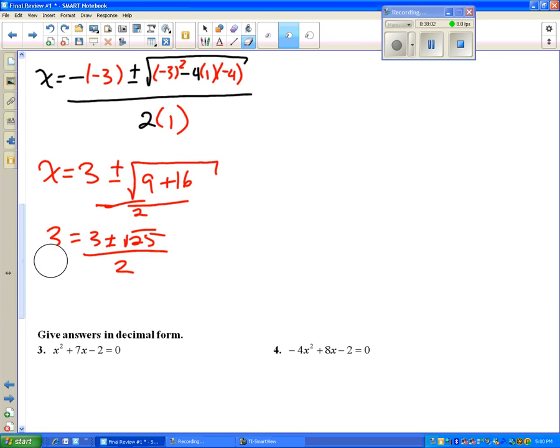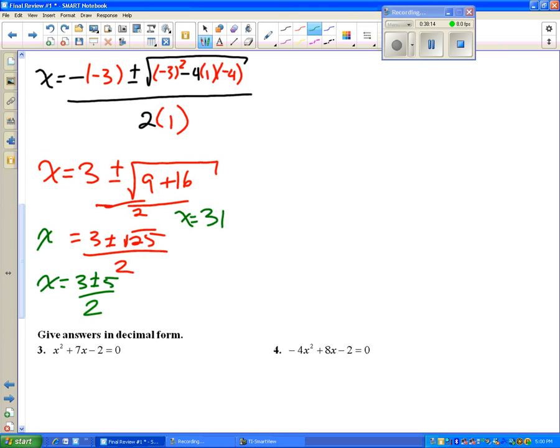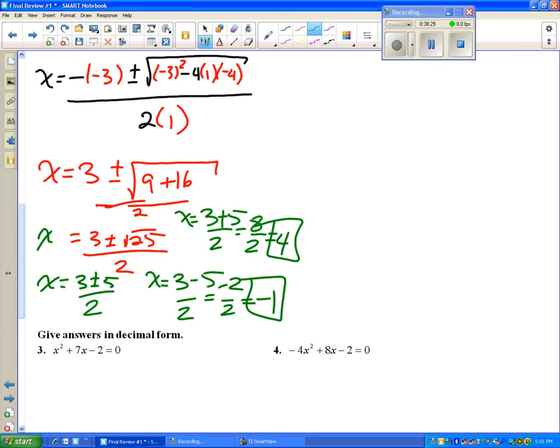Sorry, this should be an x over here. So x is equal to 3 plus or minus 5 over 2. Well, x is equal to 3 plus 5 over 2 is 8 over 2, or 4. X is equal to 3 minus 5 over 2 is negative 2 over 2, which is negative 1. Two answers. All right.